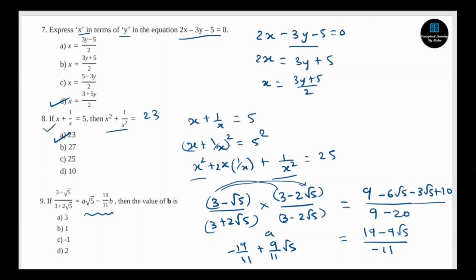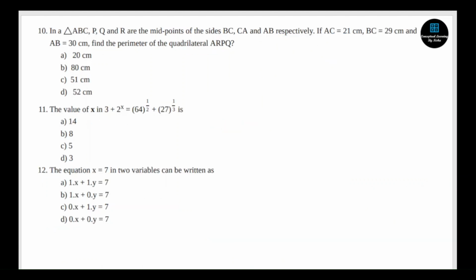Right. So what I can say, a equals 9 upon 11, and they are asking us the value of b. So b is just 1, right? B is just 1, correct? So the first option is the correct option. I hope you understood this, right? Now coming to the next question.